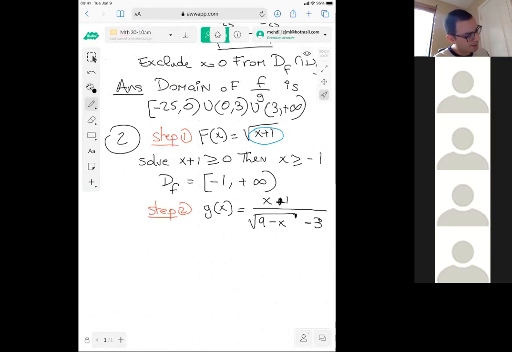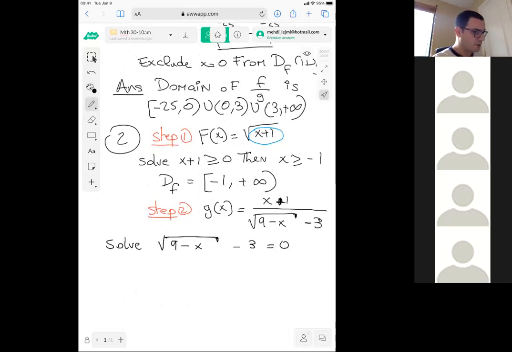So here, g of x, it's a fraction. So if it's a fraction, it means we have to solve the denominator at the bottom equal to 0. So the first thing to do is to solve the bottom equal to 0 because it's a fraction. So we have to solve this: the square root of 9 minus x, minus 3, equal to 0. That's the first thing to do.